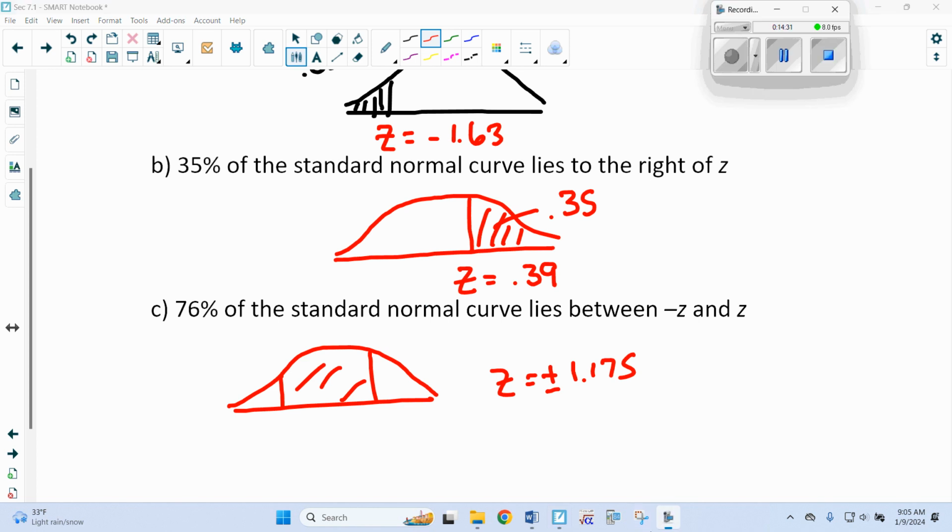All right, you are now ready to work on some problems over inverse standard normal distribution.